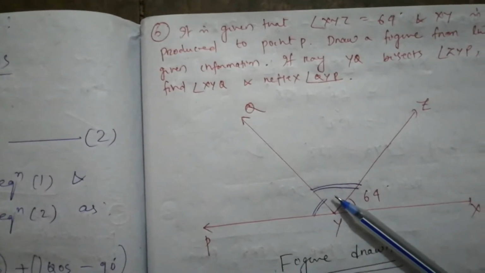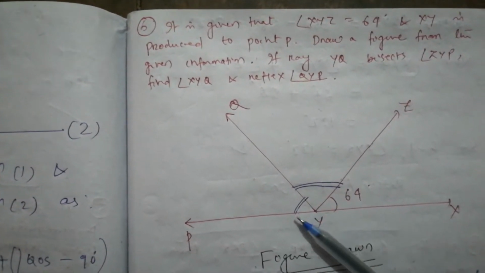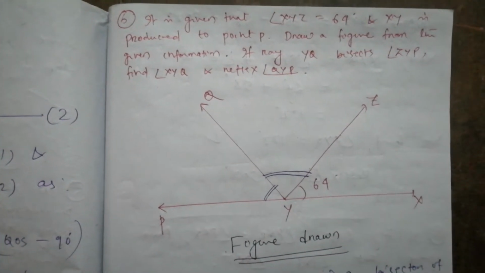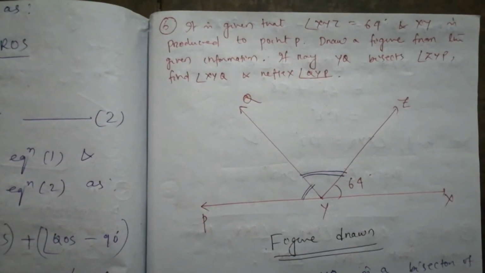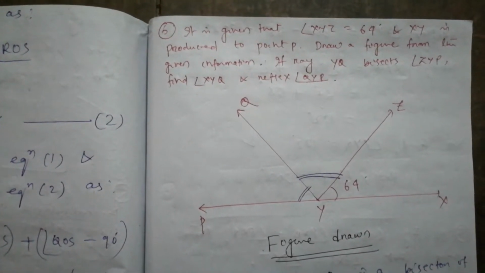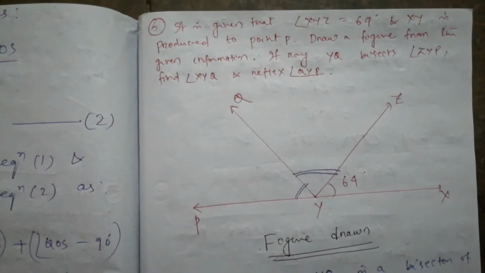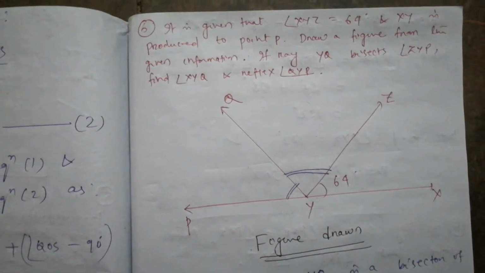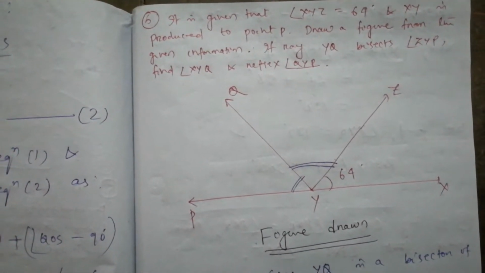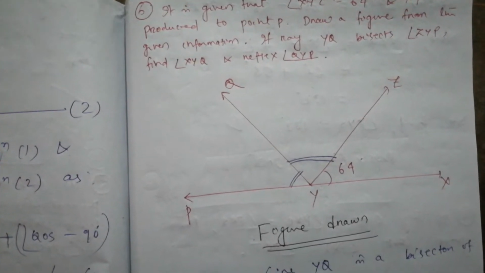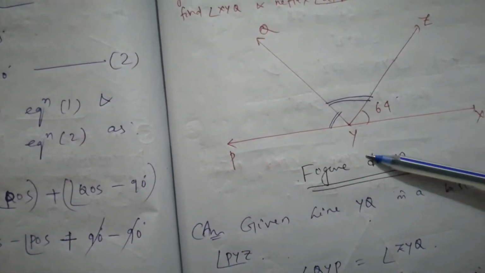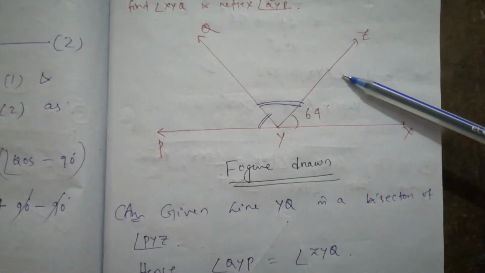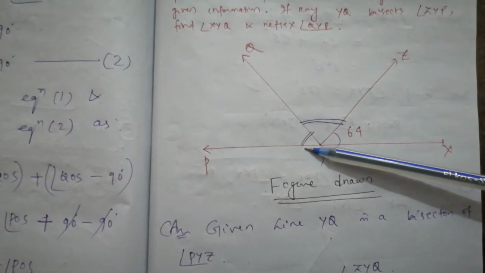Fine. Next, I will go to question number 6. Question number 6 is, it is given that angle XYZ equal to 64 degree and XY is produced to point P. Draw a figure from the given information. If ray YQ bisects angle ZYP, find angle XYQ and reflex angle QYP. Fine. So this figure is not given. This we have drawn. Okay. So what is given?